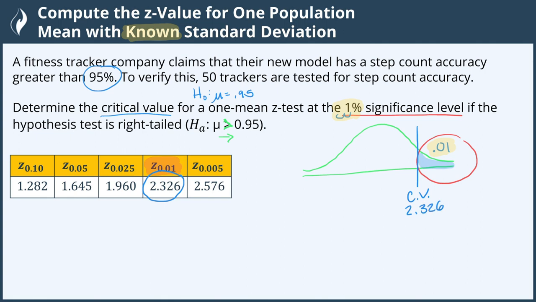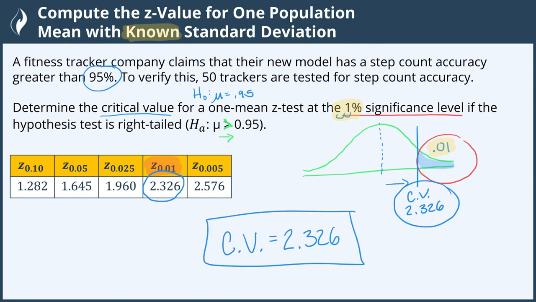This means that our cutoff, or the critical value of 2.326, is 2.326 standard deviations above the mean. And because we're a right-tailed test, it is in the positive direction, so it is positive 2.326. So let's go ahead and list it out as our final answer, that the critical value is 2.326 standard deviations above the mean. And now we're all done.